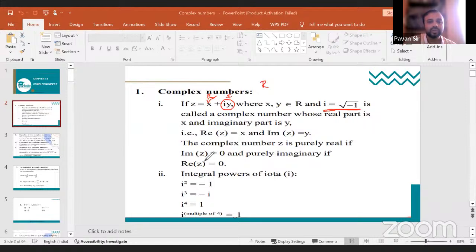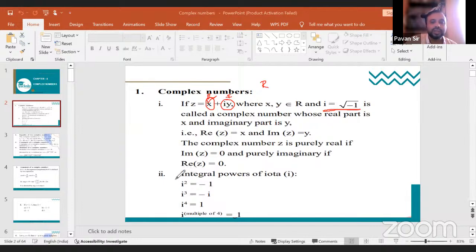Next one, it is purely imaginary if the real part becomes 0. If x becomes 0, then z is left with iy. So 0 plus iy is nothing but iy, so it is purely imaginary. So which part is 0? Apart from the part that is 0, the remaining part is always what is given, either the imaginary part or the purely real part.